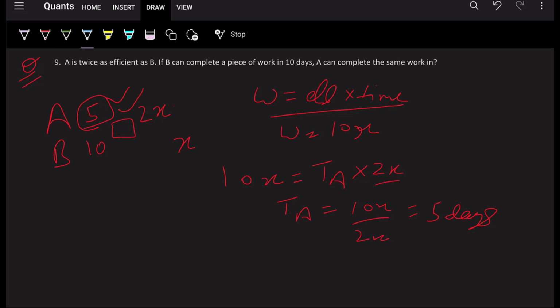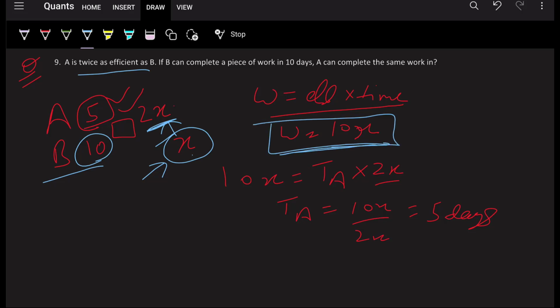So again, we have made a table, and we have assumed the efficiency of B as X. So the efficiency of A will be 2x because it is given in the question. Now, B works for 10 days. The total work, if we calculate from B, will be number of days into efficiency. So 10x will be our work.